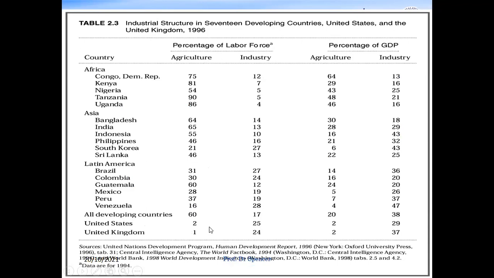So the percentage of labor force in the agriculture sector is still very, very high among the developing countries. Yeah? And in terms of industry, it's relatively low. Yeah. So in terms of GDP too, yeah. In terms of GDP, the industries, yeah, contribute a lot.